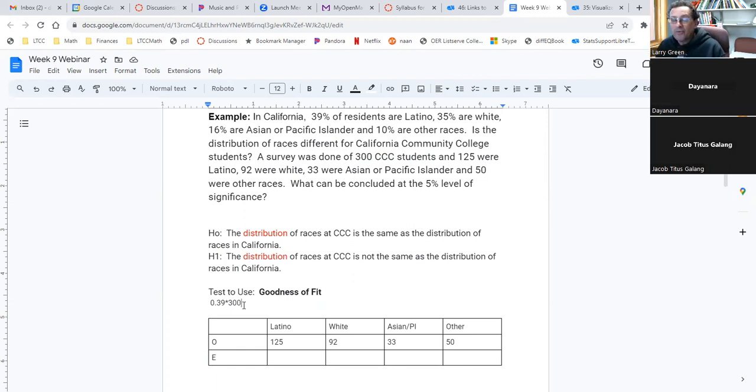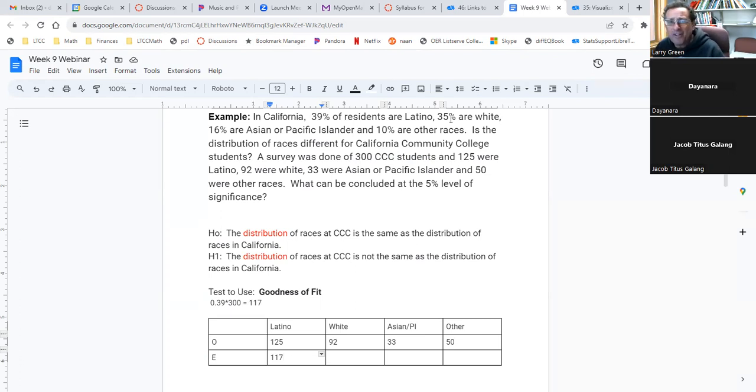Okay, so 0.39 times 300 equals 117, if I did it right in my head. I don't recommend doing it in your head, though. Let's see if you guys can check my work. Sometimes they call me a human calculator, but you're not responsible for doing it in your head. You should use a calculator, okay? And it's a basic calculator. You don't even need the fancy stats calculator. We'll get there in a bit. So the expected number of Latinos was 117. Is that clear?